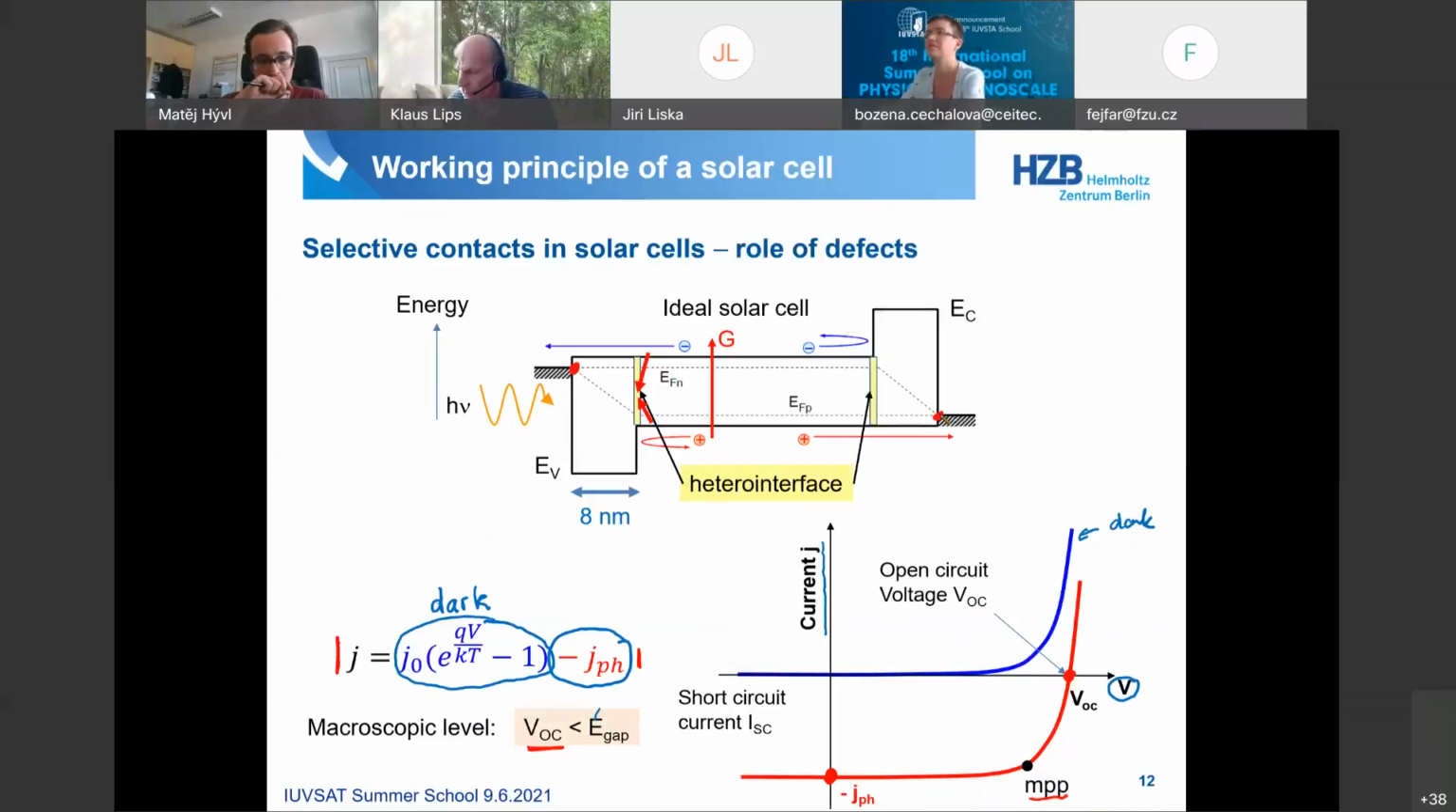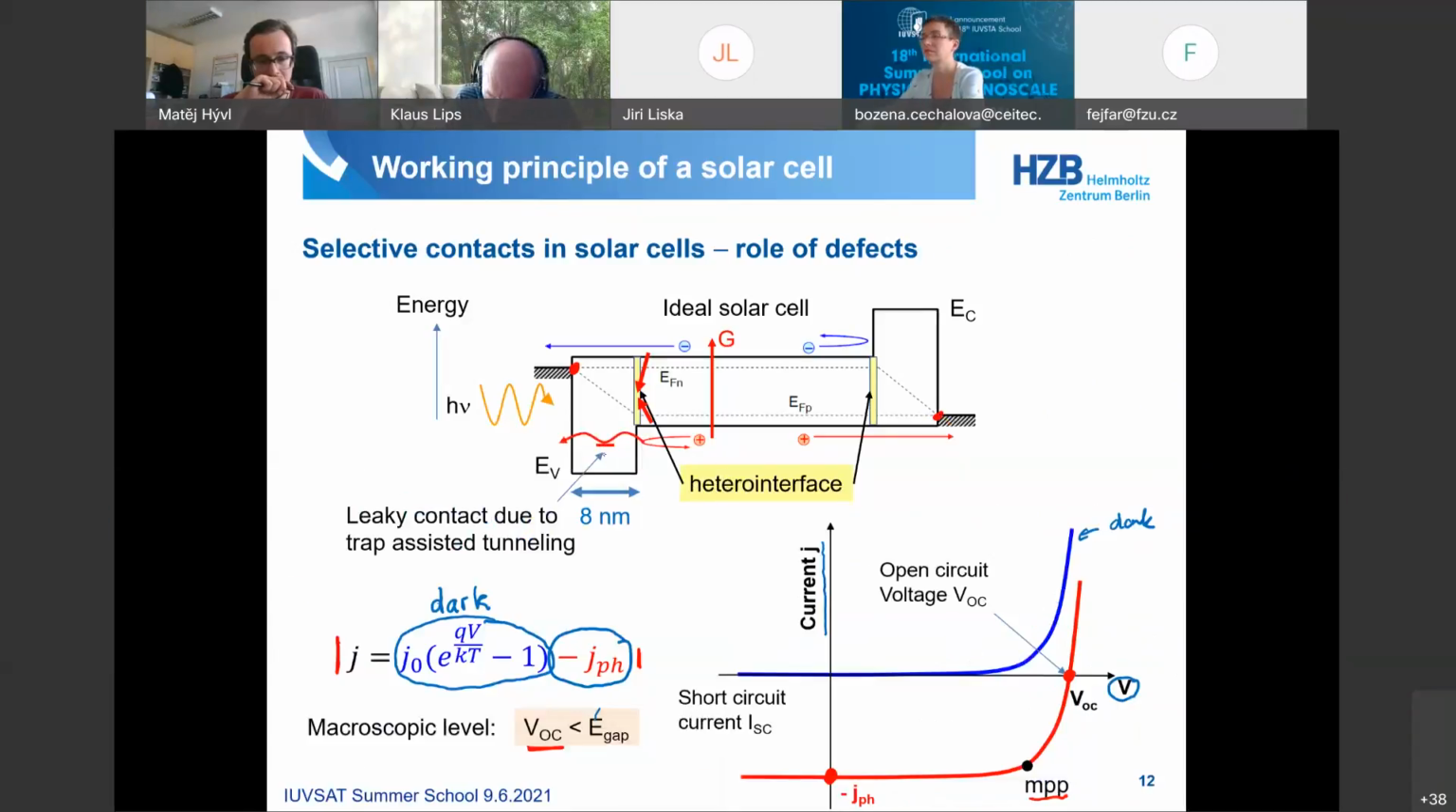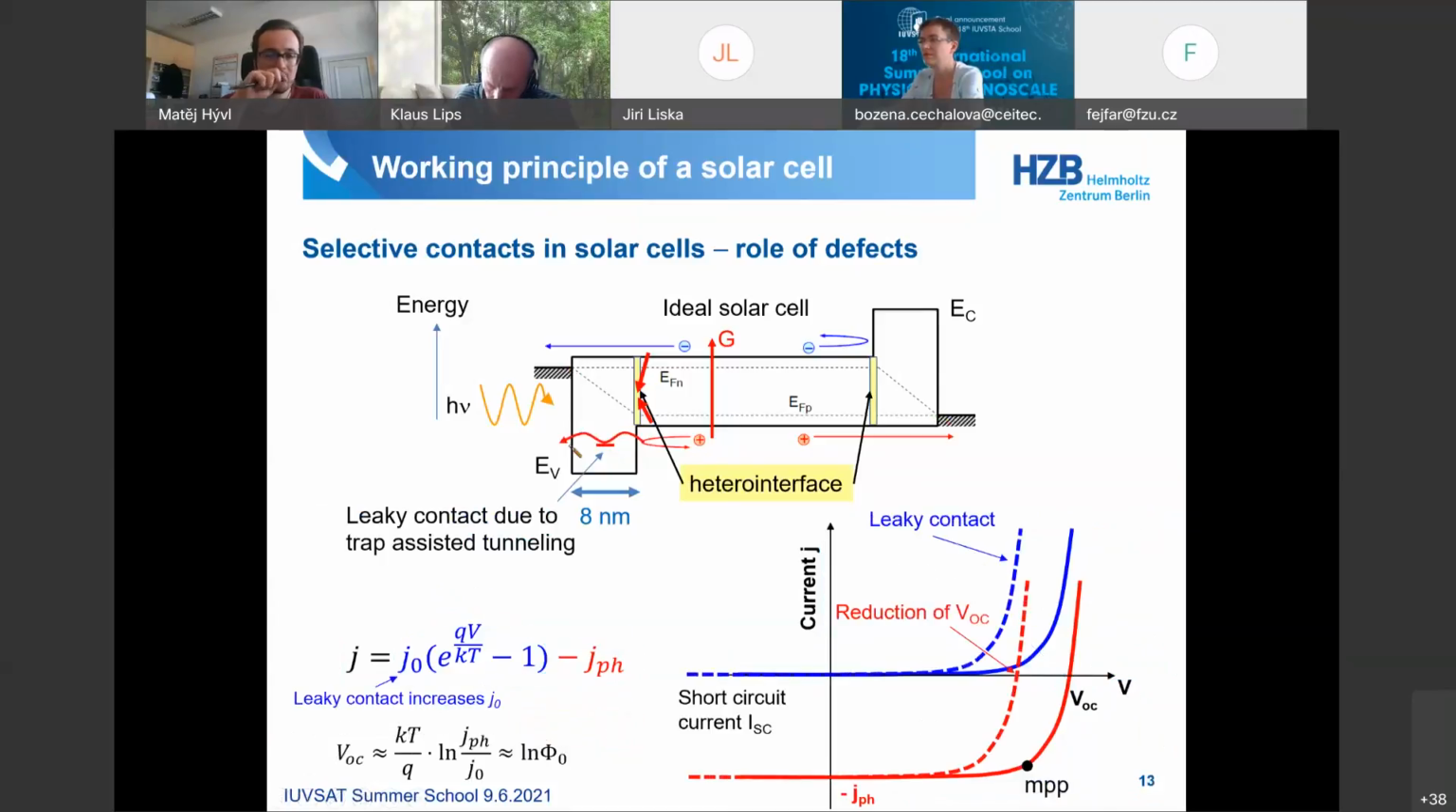These localized states can do a very harmful thing. They can form states inside this amorphous silicon, and the holes, for instance, can leak out by tunneling through these states like that. They tunnel through and produce a leaky tunneling current, or vice versa, electrons are injected through that contact. What is that doing now with my dark current?